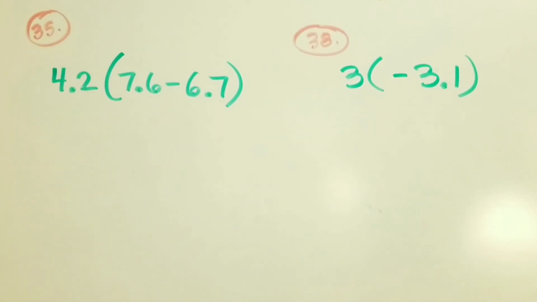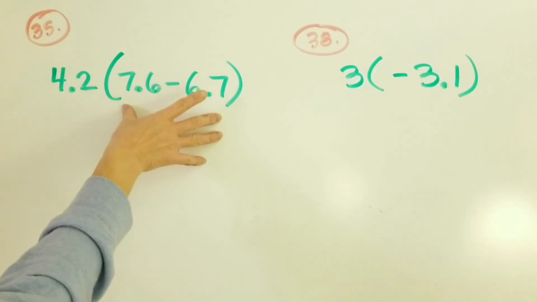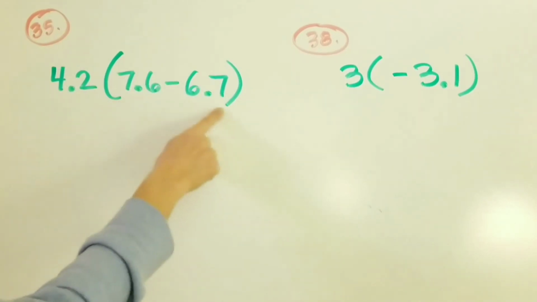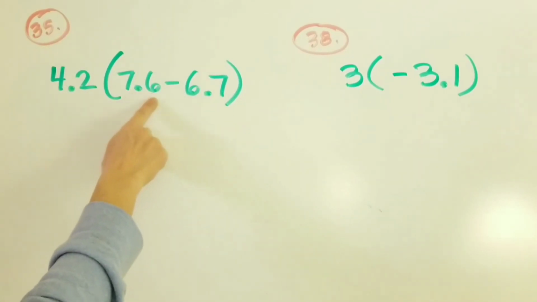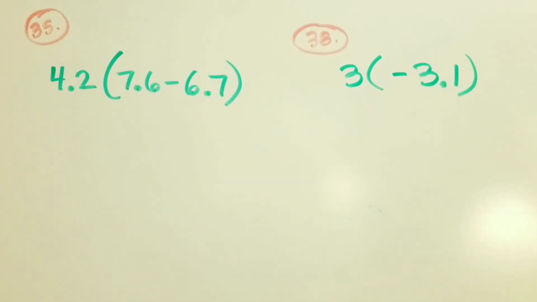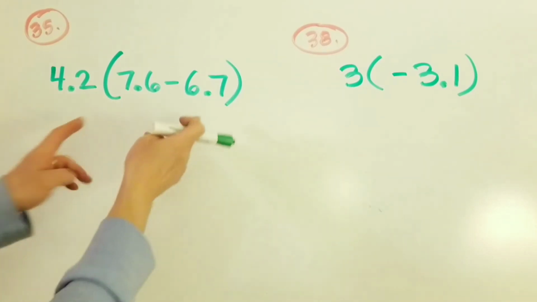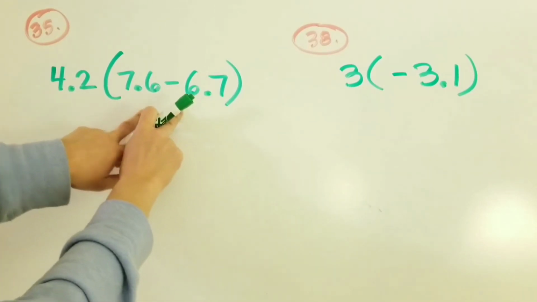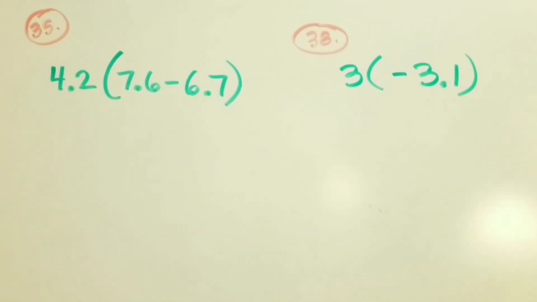For these last 2 problems, I'm going to let you guys try these on your own. Looking at this first one, we have an order of operations problem where you are going to, according to PEMDAS, do what's in parentheses first. You're going to subtract 7.6 minus 6.7, and then when you get that answer, you're going to multiply it times 4.2. Okay, so go ahead and try that problem.